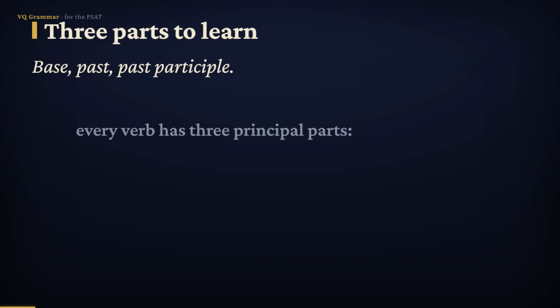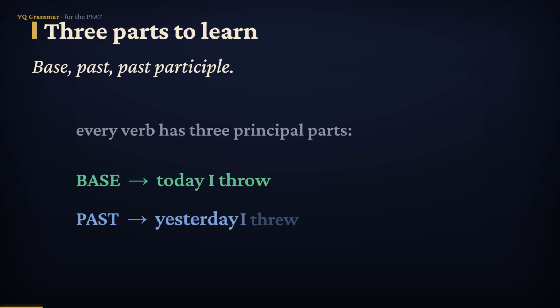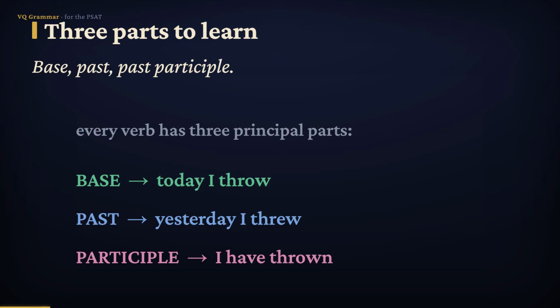Every verb has three principal parts: the base form, what you do today, I throw; the past form, what happened yesterday, I threw; and the past participle, the form that follows a helping verb, I have thrown. Base, past, participle. Irregular verbs just change in surprising ways between those three, so we group them by their pattern.